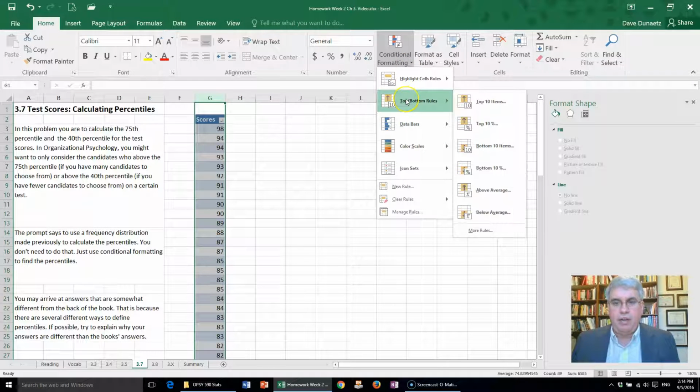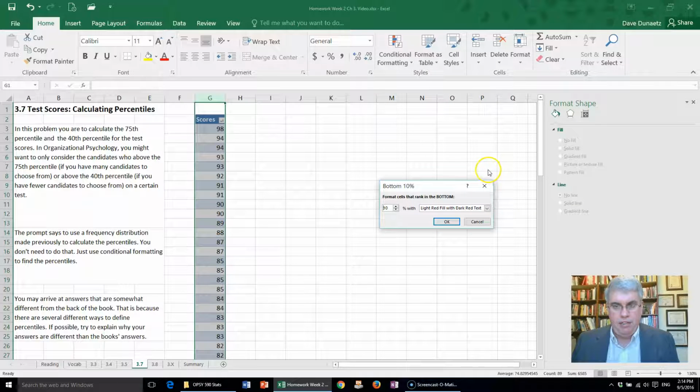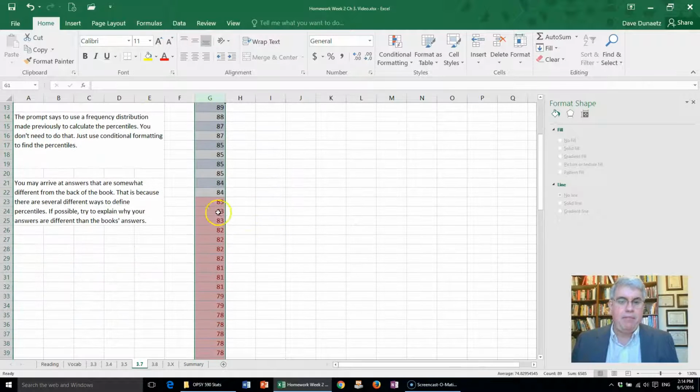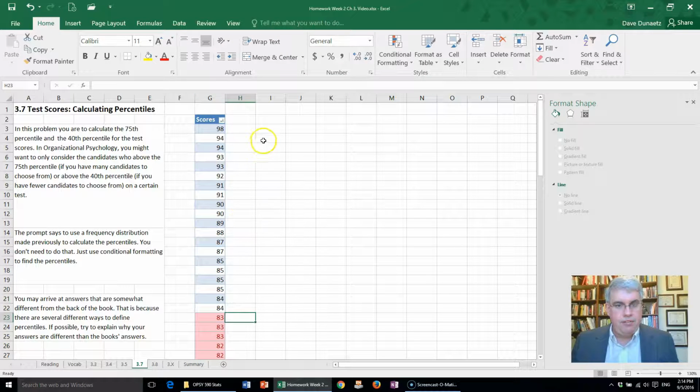and percentiles are essentially bottom percentage rules. So we're going to go to the button that says bottom 10%. Now we want the bottom 75% because it's a percentile, but we'll still choose this bottom percent rule, and we'll change 10 to 75 because the 75th percentile means the bottom 75%, and we click OK, and we have the bottom 75% highlighted in red.